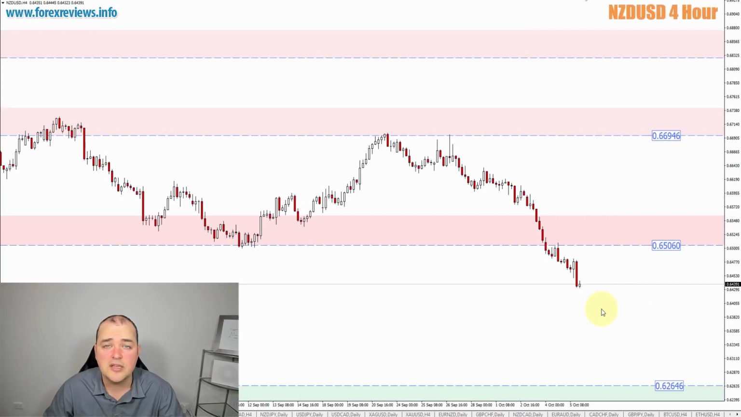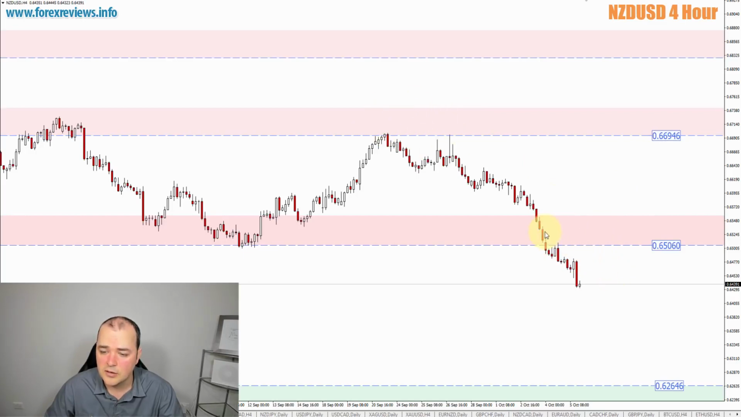The next pair to cover is New Zealand USD, and I'm on the 4-hour chart. New Zealand USD was a great performer last week, with price continuing to decline to the downside for all those people that are holding a sell trade from the recent test of the 66.94 zone area, declining all the way down to the 65 zone area, which was an area that I held last week in the review as a potential long-term target area to the downside.